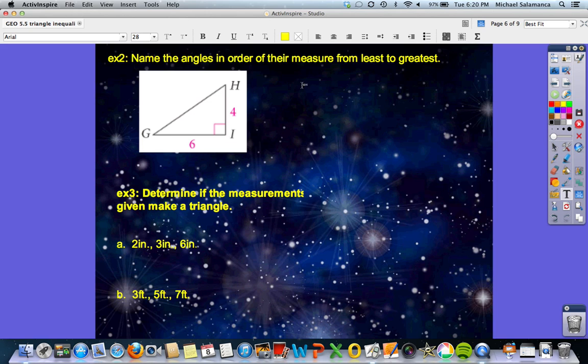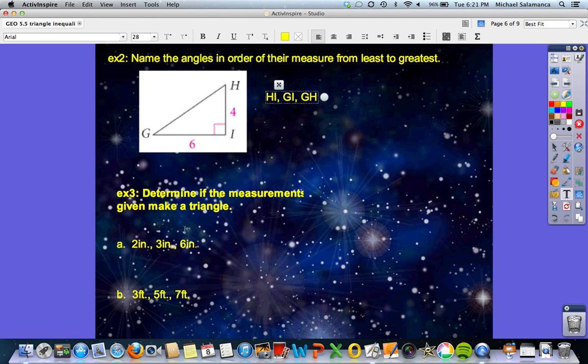For example 2, it says name the angles in order of their measure from least to greatest. Well, we know that in a right triangle, the hypotenuse is always the longest side, and that's the side opposite 90 degrees. Therefore, GH is going to be the greatest. And we know HI is 4, and GI is 6. So HI is the least, GI is the second, and GH is the greatest.